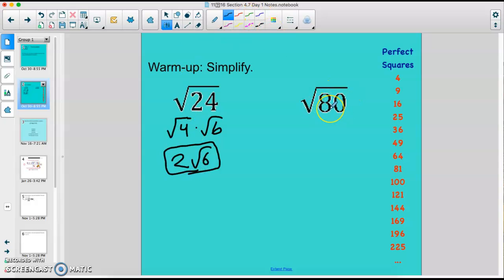Okay, over here with 80, I need to ask myself, can I take anything out? And I do believe it is divisible by 16. Let me just double check that. 80 divided by 16, yep. And so we can split this into the square root of 16 and the square root of 5, multiplied together. Now I know that the square root of 16 is 4, and the square root of 5 we just leave as the square root of 5.